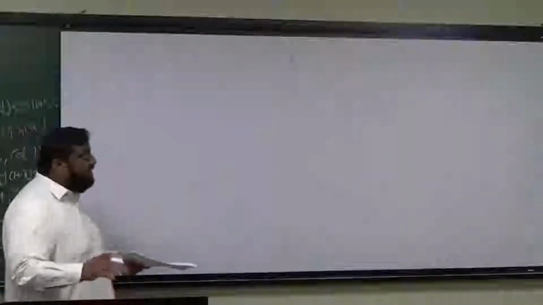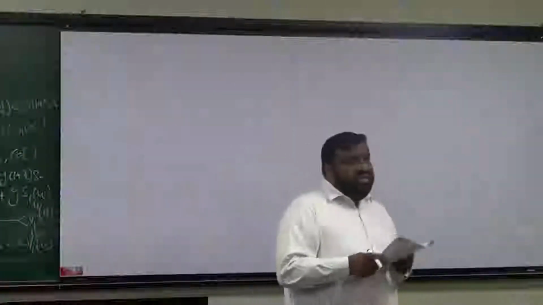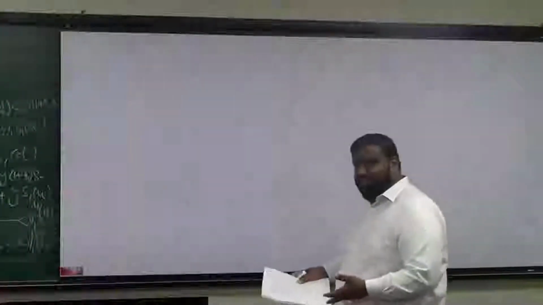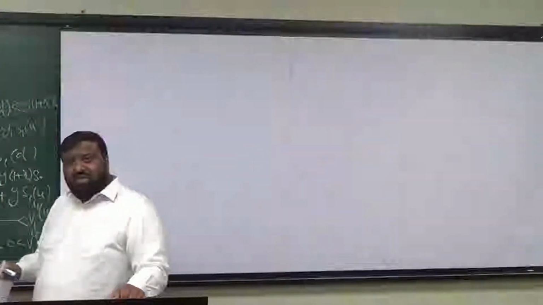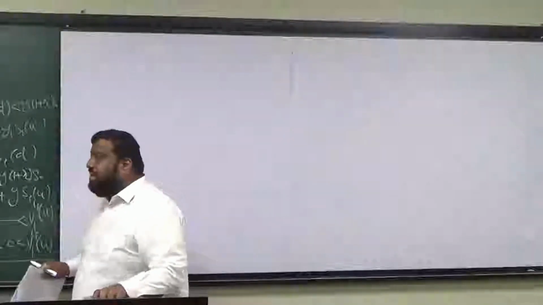Okay, so I want to prove that this is not true. So suppose, contrary, that this inequality is not true. So if this is not true, what is true? What would be true? What is this inequality saying? This inequality is saying that this guy should sit between S1 of D and S1 of U.